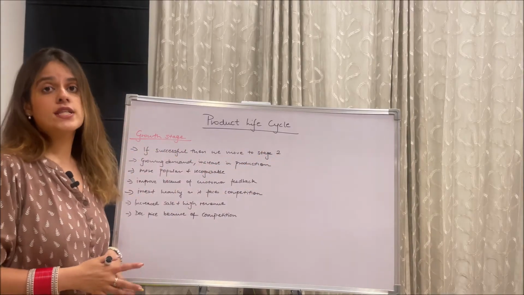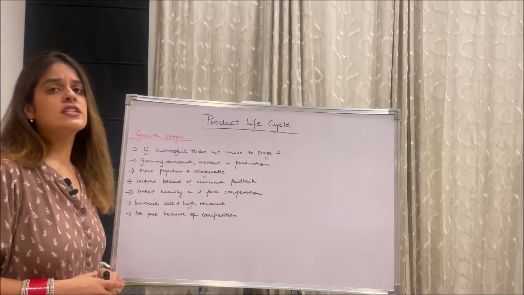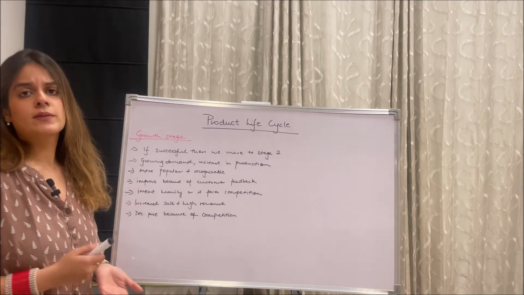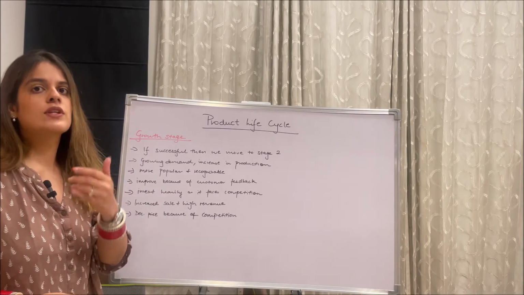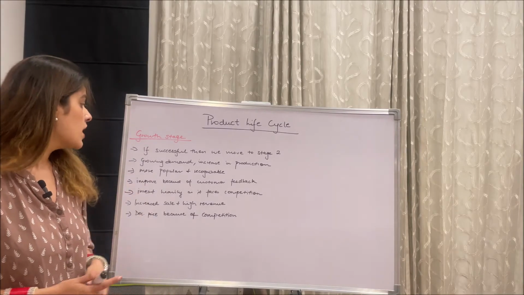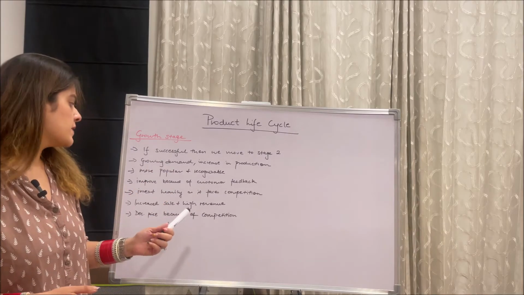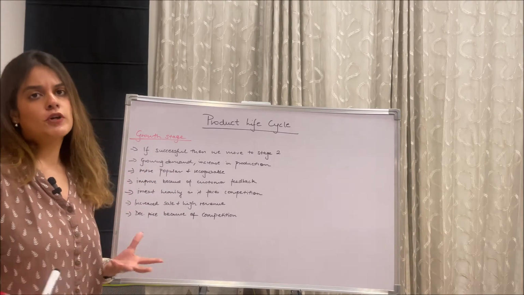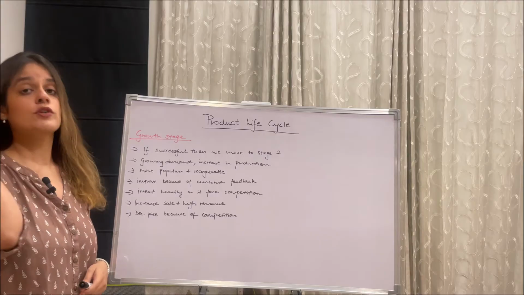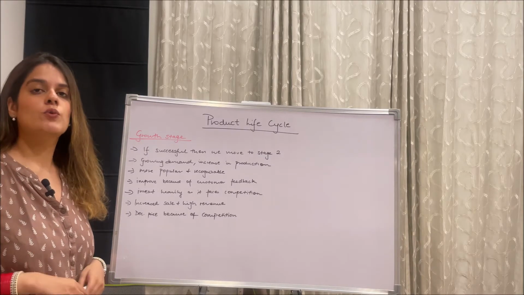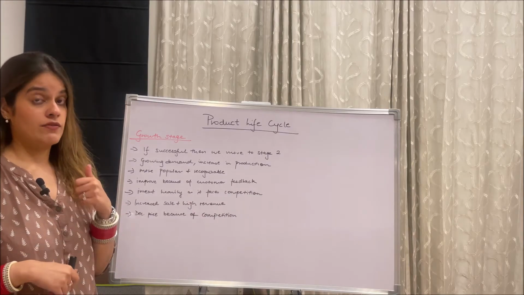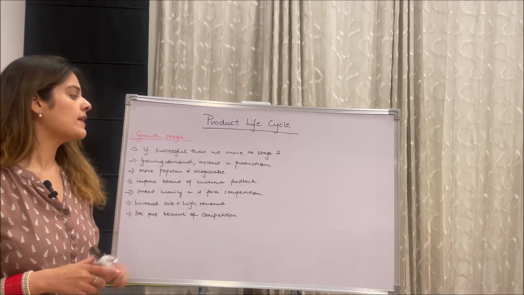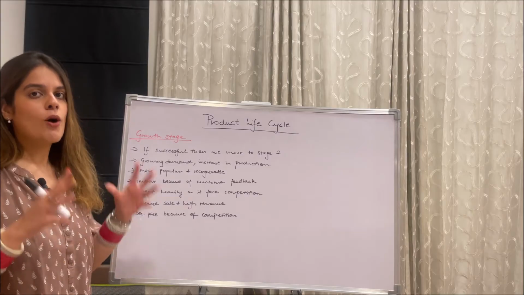In this stage, of course, there is growing demand, there is increase in production. Why will there be growing demand? Because your product is successful now, as in now people know about your product, so there will be more demand, more production, more popular, more recognizable. They will also improve the product somewhere or the other, because people are using that product, they might give you customer feedback, okay, you should do this, you should do that, and that way we can even have more sales.